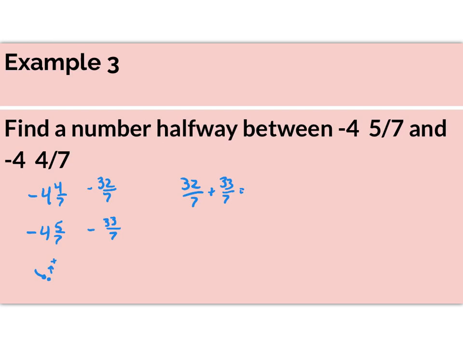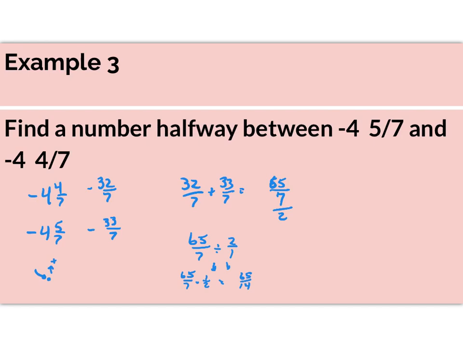You get 65 over 7, and then you divide by 2. So 65 over 7 divided by 2 over 1. And we know we change and flip. 65 over 7 times 1/2 equals 65 over 14. And now this fraction is halfway between.